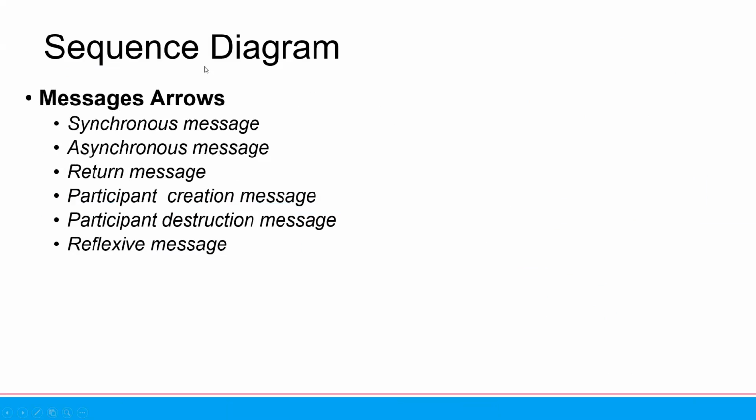So in the sequence diagram, we can see some kinds of arrows. We call these the message arrows. And the arrows can be reflected in several kinds of messages like this one. It can be a synchronous message, asynchronous message, return message, participant creation message, participant destruction message, or reflexive message.